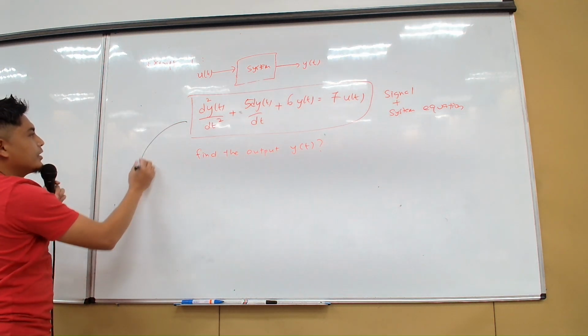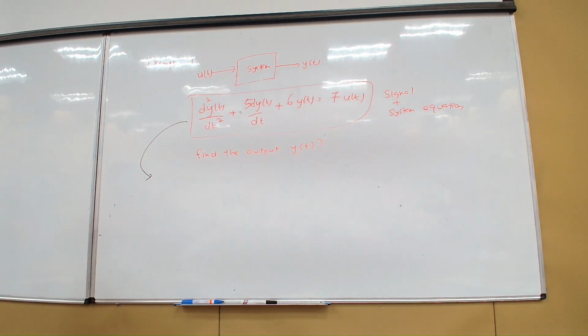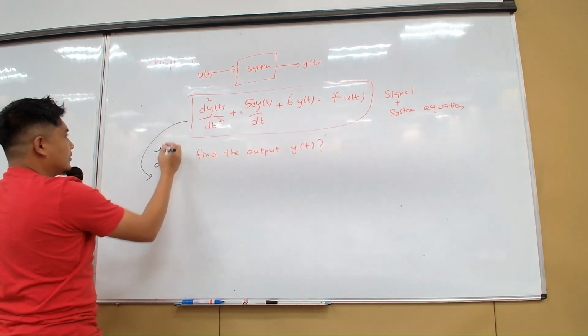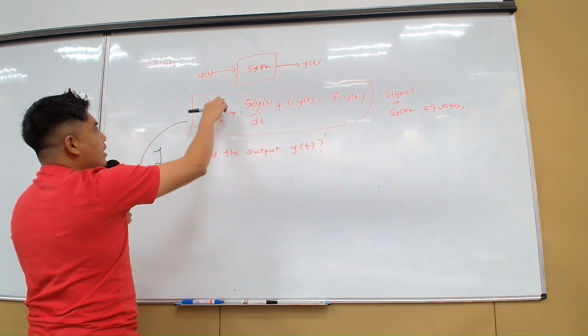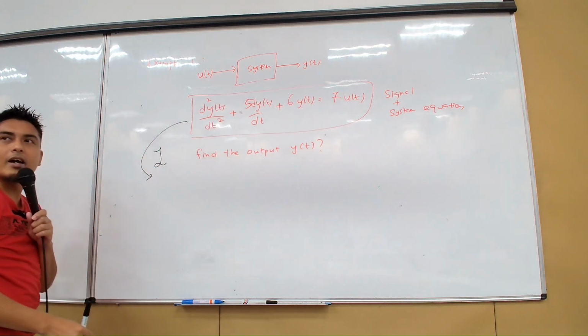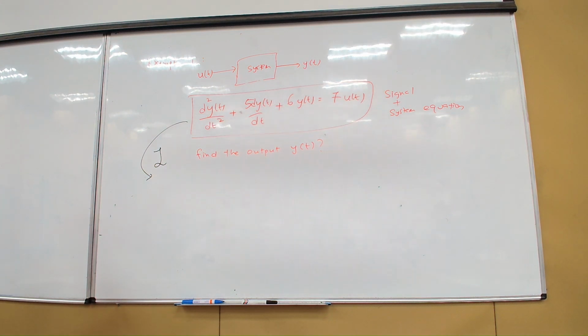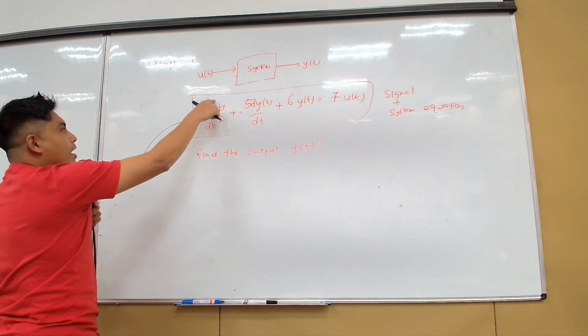So by using the Laplace table, which will be given in the final exam, don't worry about it. You don't need to bring it and so on, because the formula is given in the appendix. By using the Laplace, the d square yt over dt square, I give you. You can remember d square.